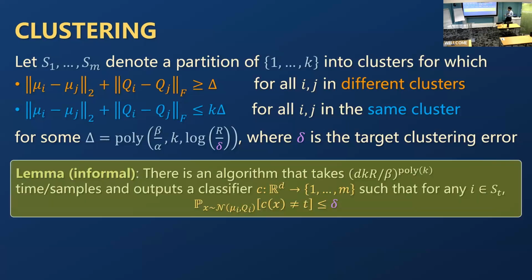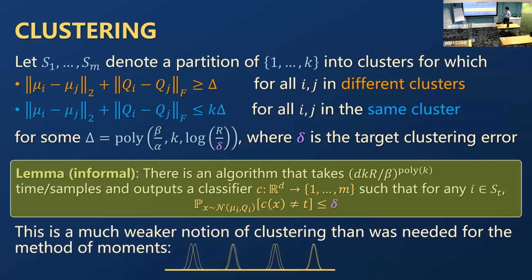And so what we show is that finding this very coarse-grained clustering is not too hard. You need to do some careful PCA-based approach, but finding this clustering structure, now that we've narrowed it down to this very coarse granularity, can be done in the runtime that we mentioned. There are a lot of parameters, but really the takeaway is that this is a much weaker notion of clustering than was needed for the prior work.